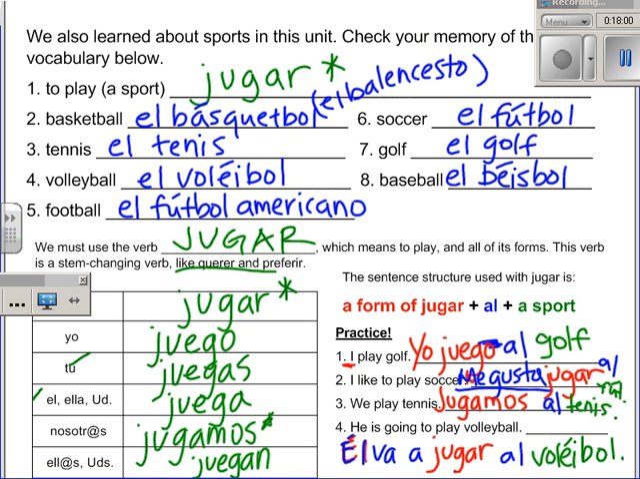Number 3, we play tennis. Jugamos al tenis. This could also be nosotros jugamos al tenis. We don't have to use our pronouns. Remember that. We already know jugamos is the only form we would use with nosotros, so it is implied. He is going to play volleyball. Él va a jugar al voleibol. Here we're using our ir plus a plus an infinitive, jugar being the infinitive in the sentence.